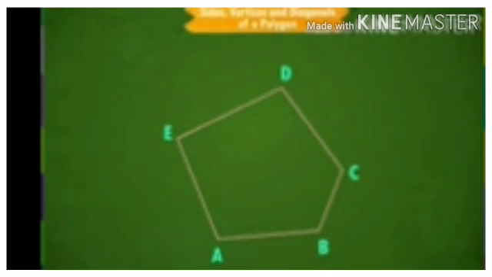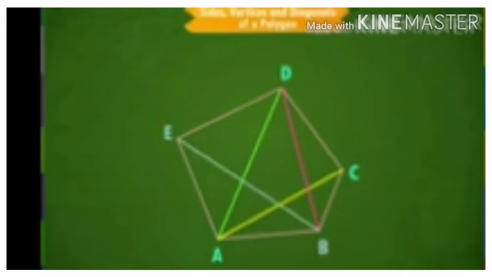The endpoints of the same side of a polygon are called the adjacent vertices. The pairs of adjacent vertices are A and B, B and C, C and D, D and E, E and A. The joins of pairs of vertices which are not adjacent are called the diagonals of the polygon. The diagonals of this polygon are AC, AD, BD, BE and CE.